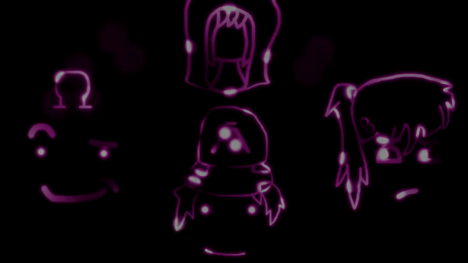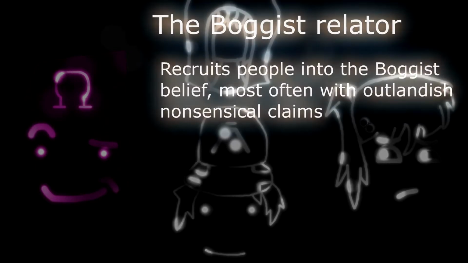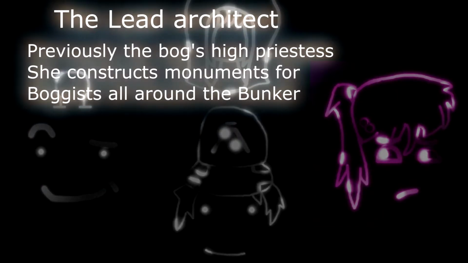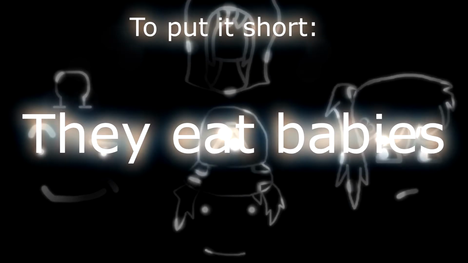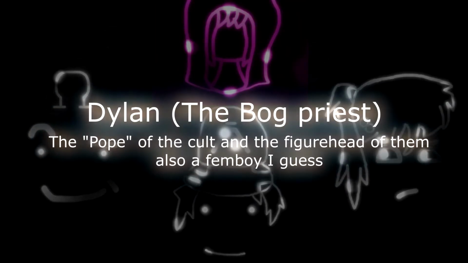Bogists are a cult with many figures like the Bogist Relator, their recruiter, the lead architect, who builds monuments and designs stuff like Bogist churches. There's the Bogist General, he takes care of stuff like troops and all the war side, like munitions. There's also this wonderful fellow, but we don't talk about him, nor Igor Vists. There's also Dylan, the Pope, authority-wise.